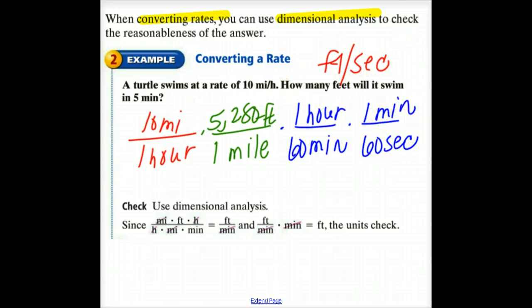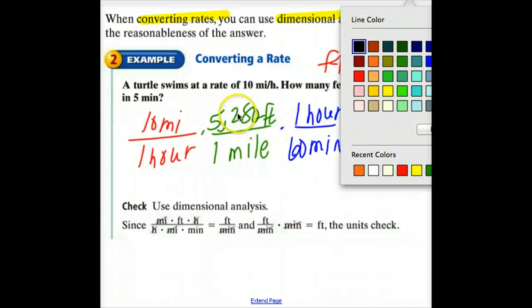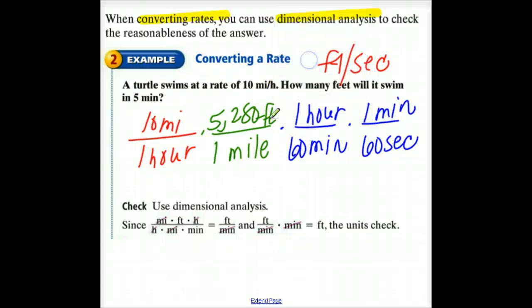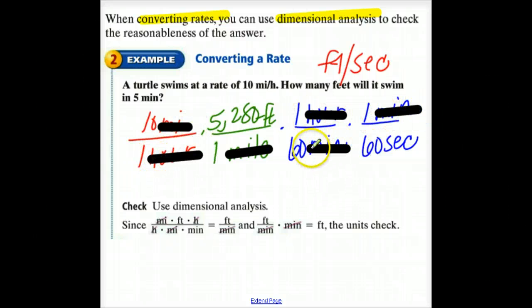Now, if I look real quick and cancel out my labels, miles and miles cancel out. Hours and hours cancel out. Minutes and minutes cancel out. We are left with feet per second, which is what we want our answer in. So now I'm just going to multiply across.